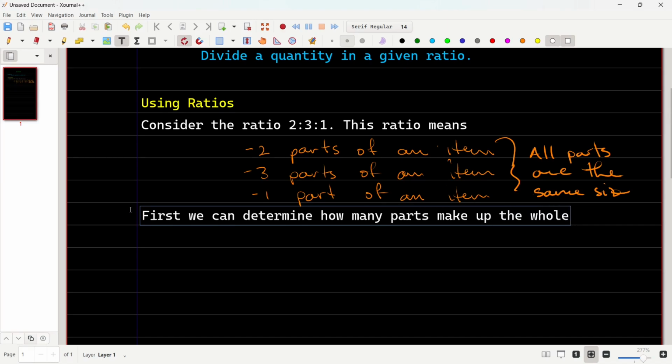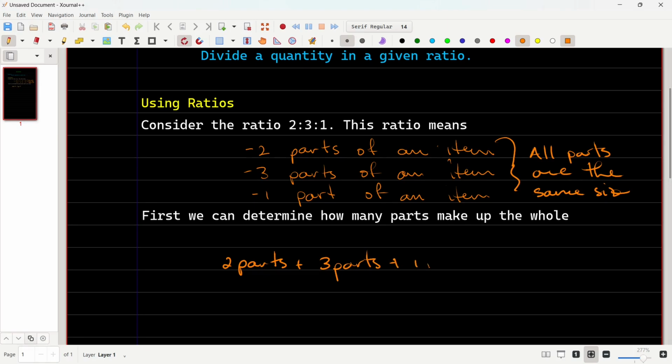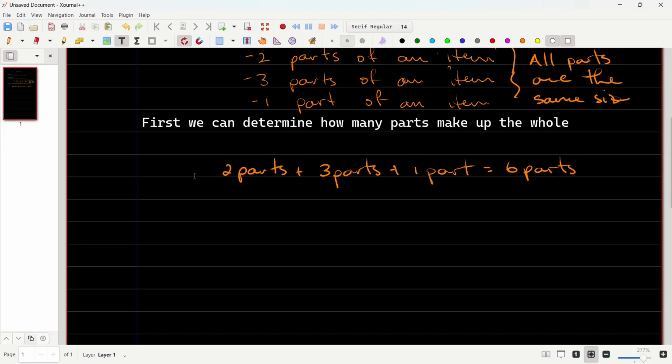As I said before, we have 2 parts plus 3 parts plus 1 part, which gives us 6 parts total. Now, if we have 6 parts, let me just write a note here: 6 parts make up the whole item.